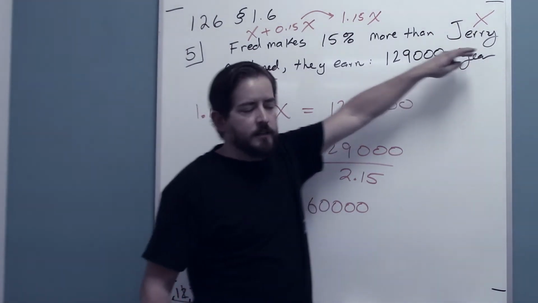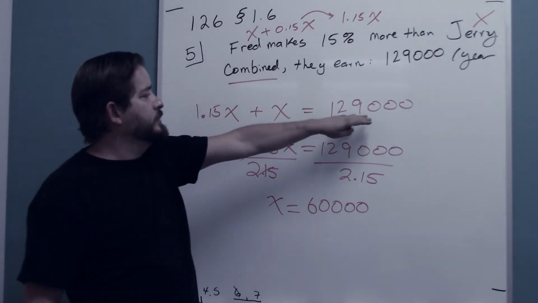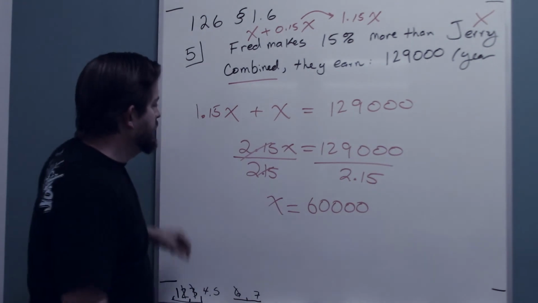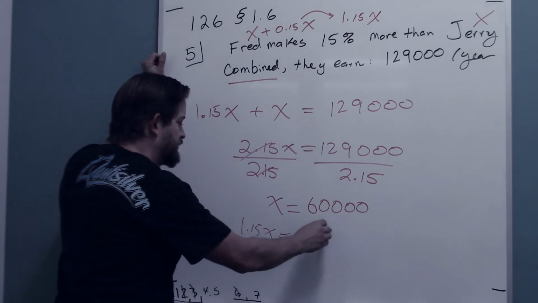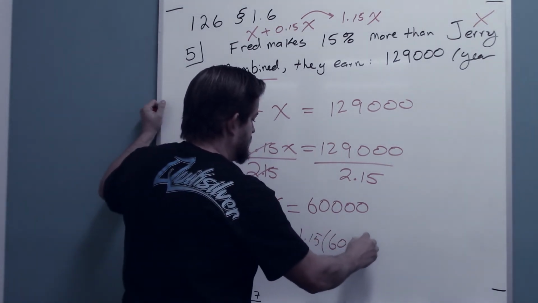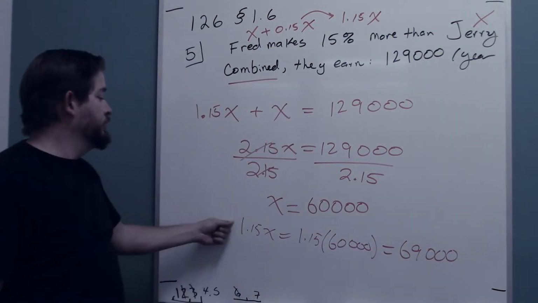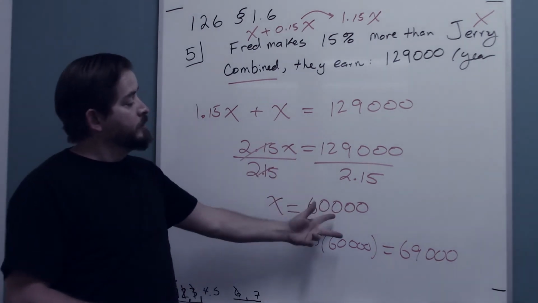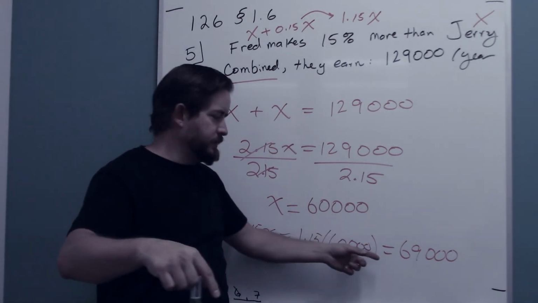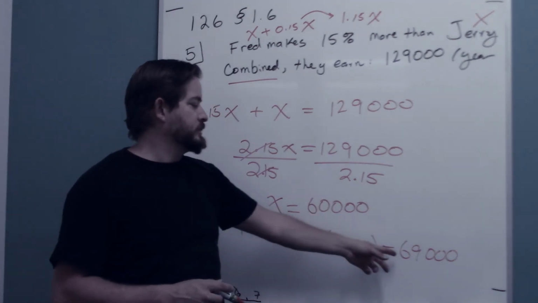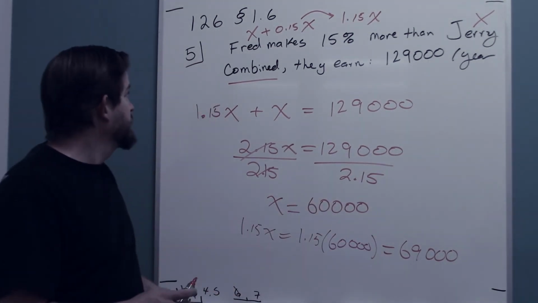Jerry makes $60,000. Fred makes 1.15 that, right? Or the difference, if you will, between 129,000 and that. In either case, if I take 1.15x, that's 1.15 multiplied by 60,000, which is $69,000. So Fred makes $69,000. Make sure you put these answers in the correct slots, because in the answers below it says Fred first and then Jerry, so make sure you're putting the 69,000 for Fred, 60,000 for Jerry. Good.